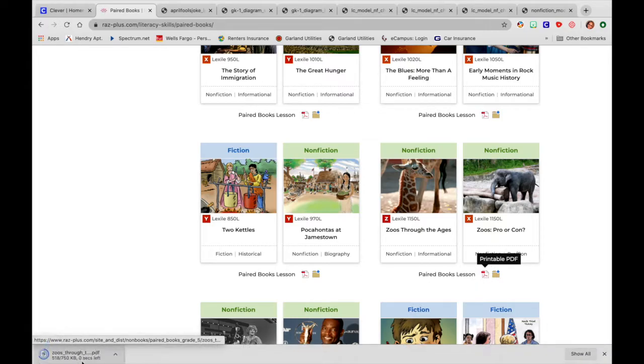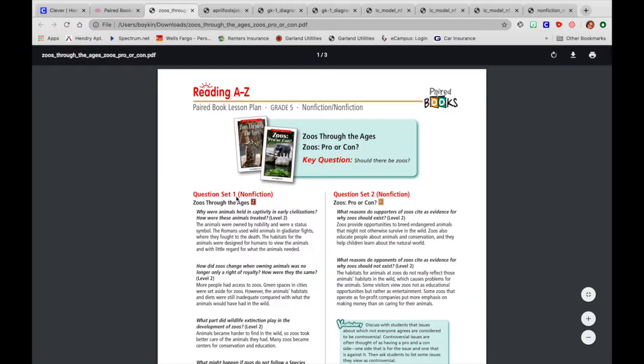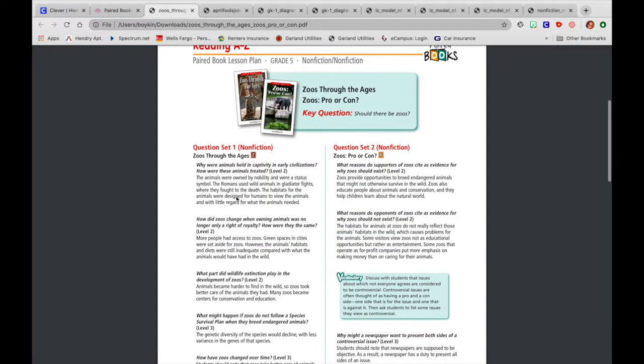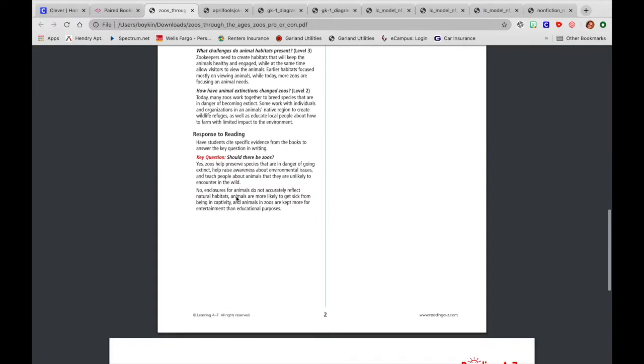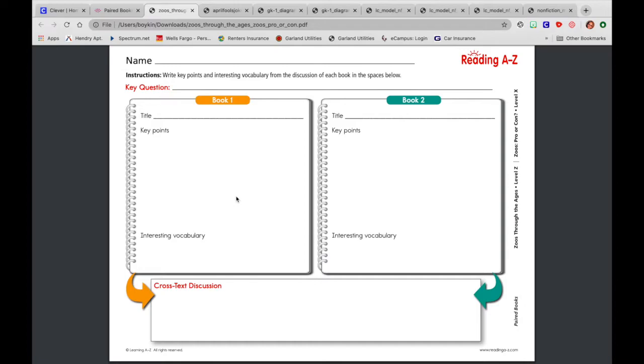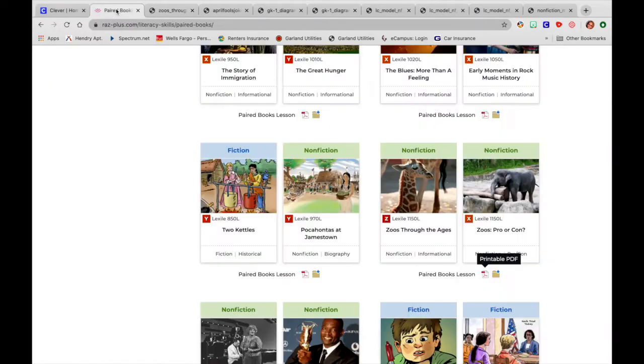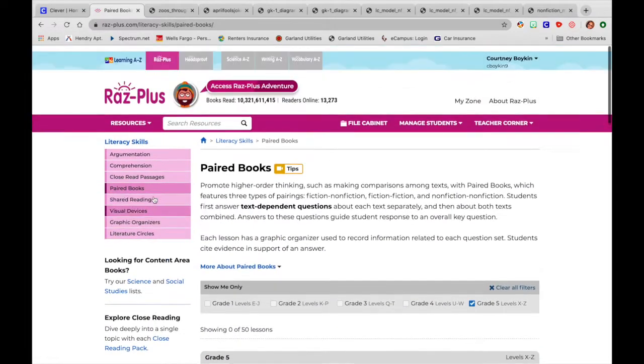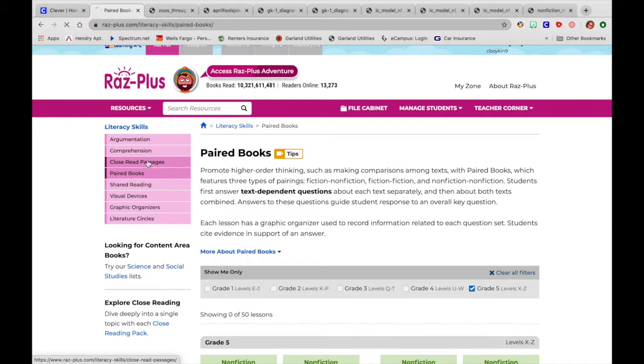Right here you have your printable PDF. So I'm going to go ahead and pull that up where you can see once again you have that lesson plan, and you also have a graphic organizer that they have given you, but of course you can always go and pull your own graphic organizer. You also have your close reading passages.